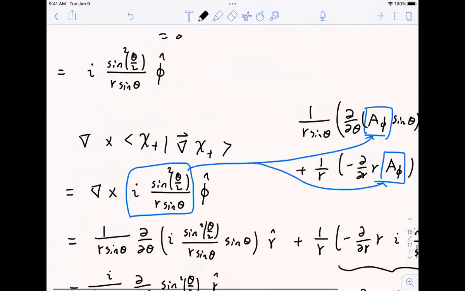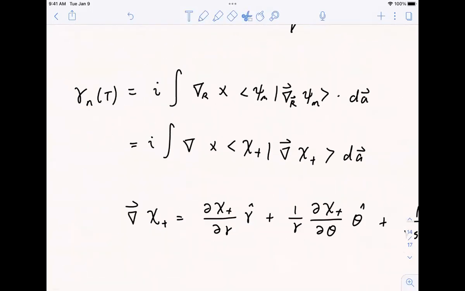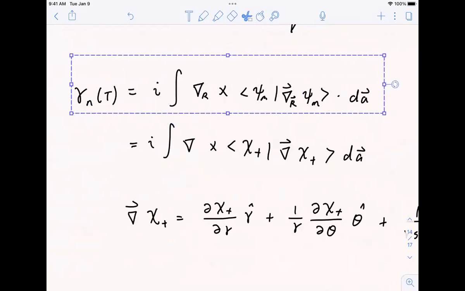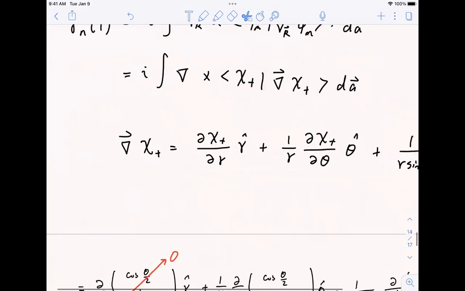Then we're going to continue. Okay. So this thing. Copy.